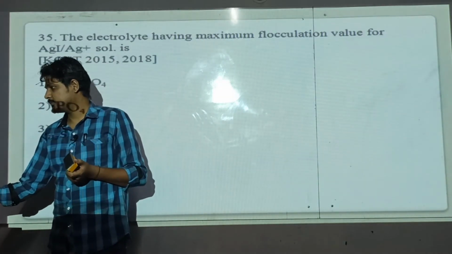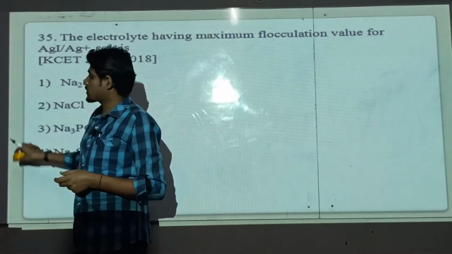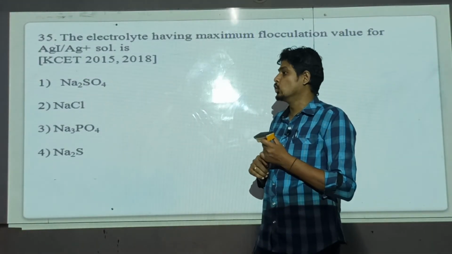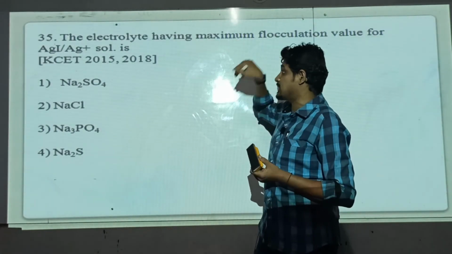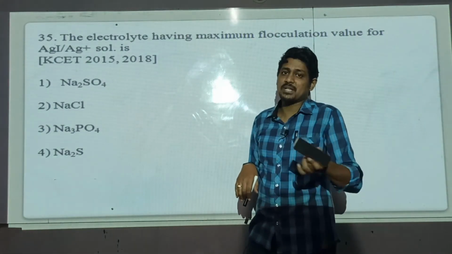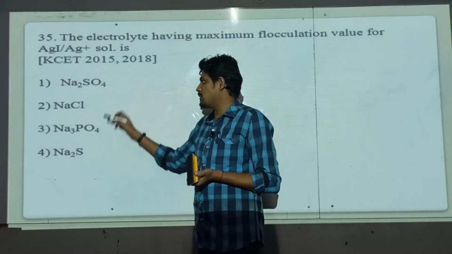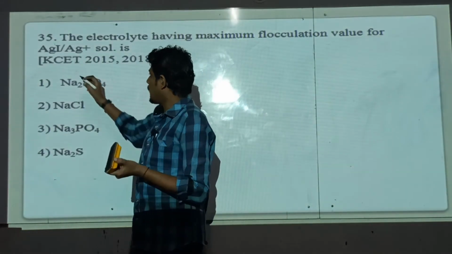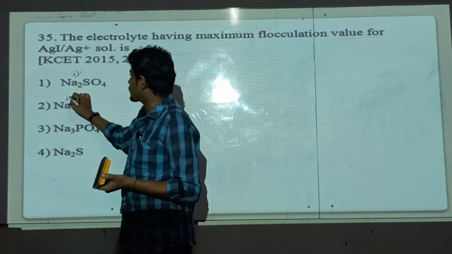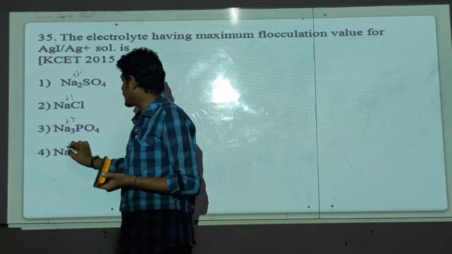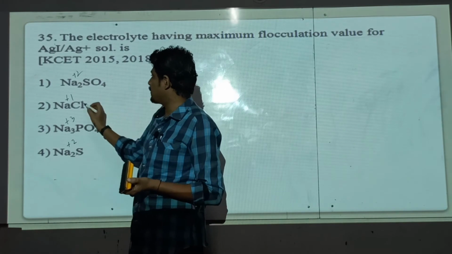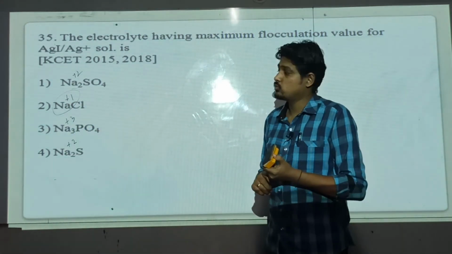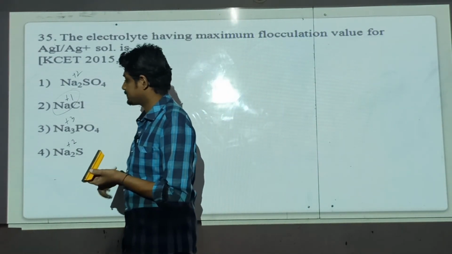Next question is asking for the electrolyte having the maximum flocculation value. Maximum flocculation value means the oxidation state has to be minimum. Which among these has the minimum oxidation state? Here, +2 as 2 sodiums are there, +1 here, +3, and here again +2. So minimum is this, so this will have the maximum flocculation value. The answer will be the second.